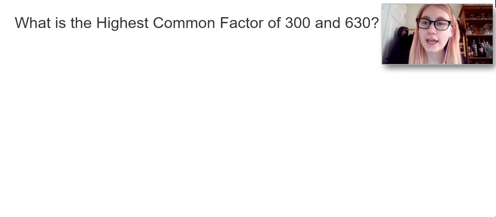Okay, so our question here is what's the highest common factor of 300 and 630? So this means what's the biggest number that is a factor of both of these things? The highest factor that is common.